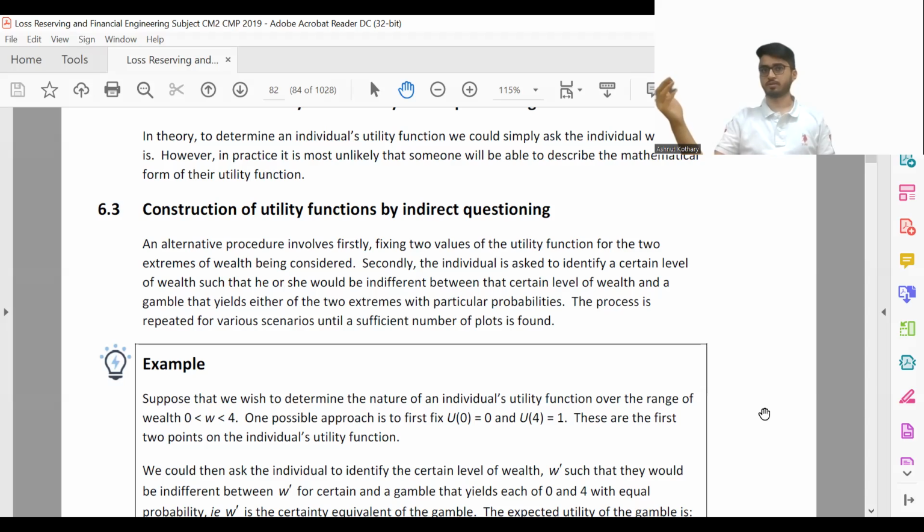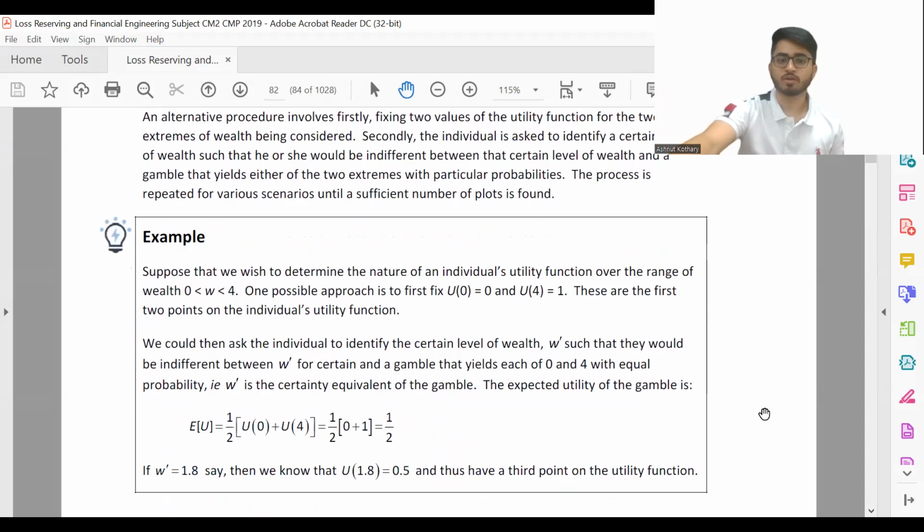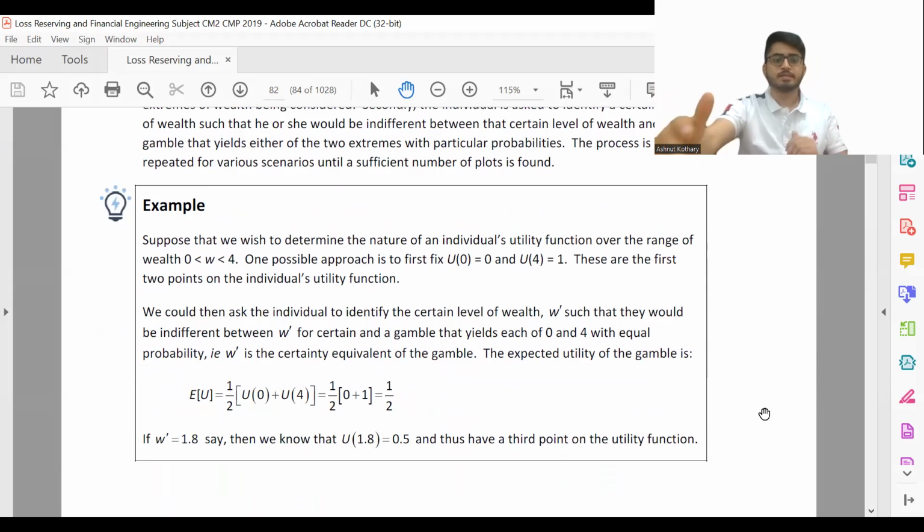And similarly you can keep getting it. So this is the example they have outlined as well on similar lines. Suppose that we wish to determine the nature of an individual's utility function over the range of wealth 0 to 4. One possible approach is to fix U0 as 0 and U4 as 1. You can take it to be 0, 100, anything. These are the first 2 points on the individual's utility function. We could then ask the individual to identify the certain level of wealth W dash such that they would be indifferent between W dash for certain and a gamble that yields each of 0 and 4 with equal probability. That is, W dash is the certainty equivalent of the gamble.